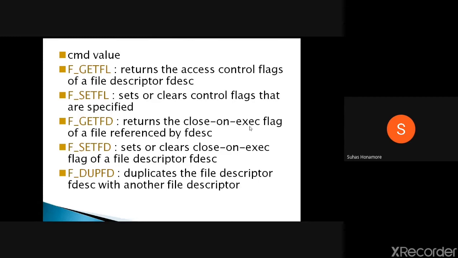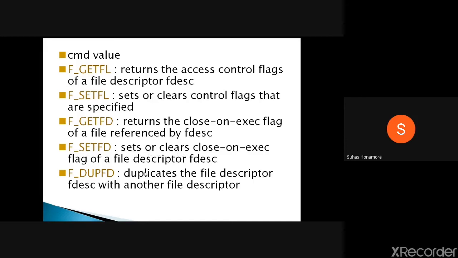Close on exec means that whenever the child is calling exec, at that time you have to decide whether to close the fds that already exist, or to continue with them. For that you have this flag. Here we got the information; now if you want to set it, you can set or clear this flag. Set means you give the value 1, clear means you give the value 0. So you can inherit or you can't inherit.